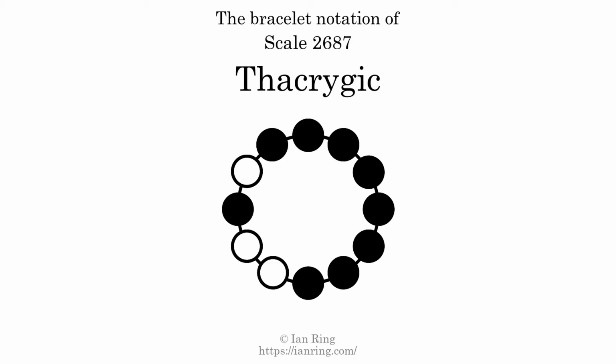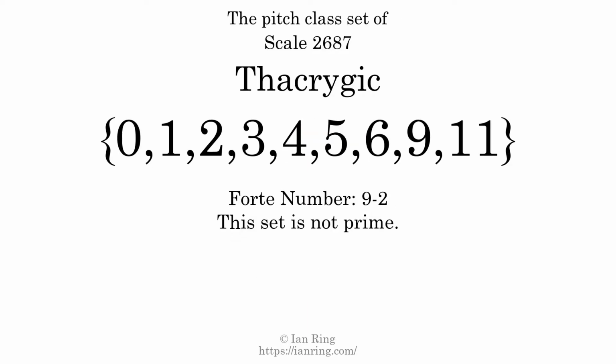This is a bracelet notation diagram of scale 2687. The shaded circles represent tones that appear in the scale, and they are read clockwise, starting at the top. The pitch class set for this scale is 0, 1, 2, 3, 4, 5, 6, 9, 11.